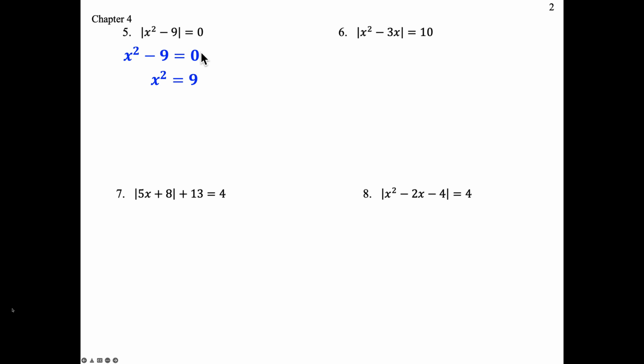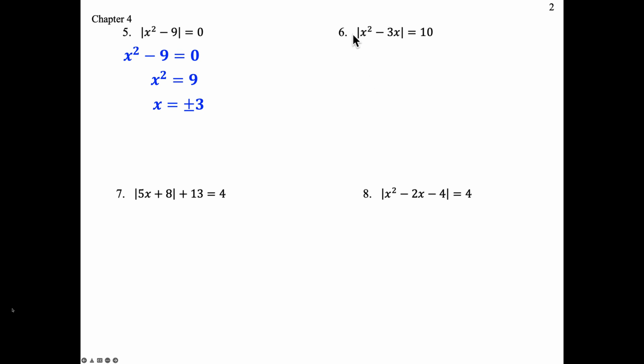Add over the 9, take the square root, plus or minus 3. There's my 2 answers for x. Both 3 and negative 3 will cause a 0 inside here, and the absolute value of 0 is 0.